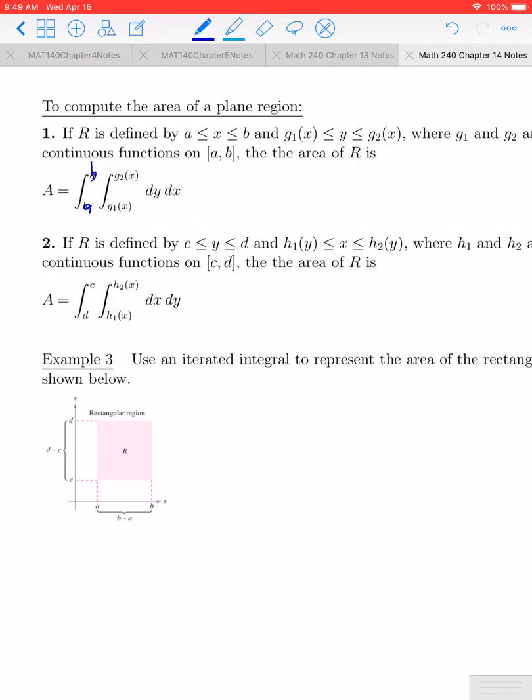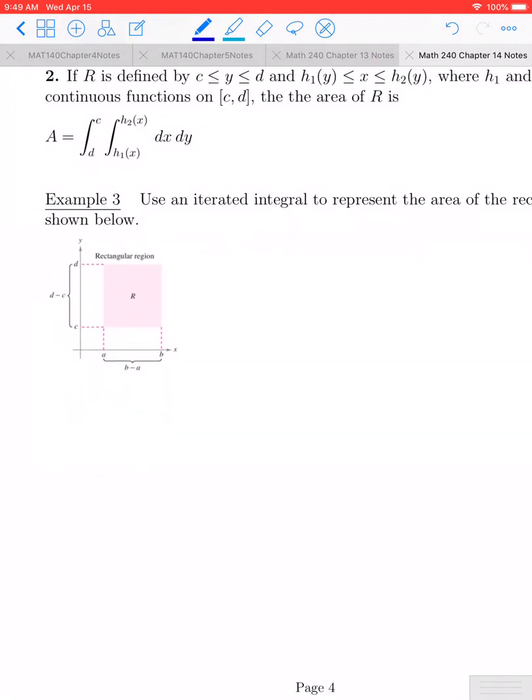In example 3, let's use an iterated integral to find the area of the rectangle below. As we talked about earlier, in order to set up our iterated integral, we would want to draw a representative rectangle to see whether the region would be either vertically or horizontally simple. In this case, it's actually both. This region is bounded by two horizontal lines, but if I draw a horizontal rectangle, it also happens to be bounded by two vertical lines as well.